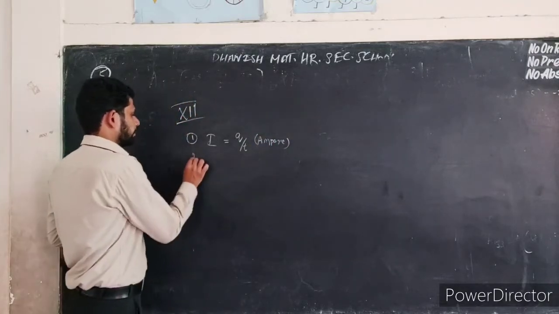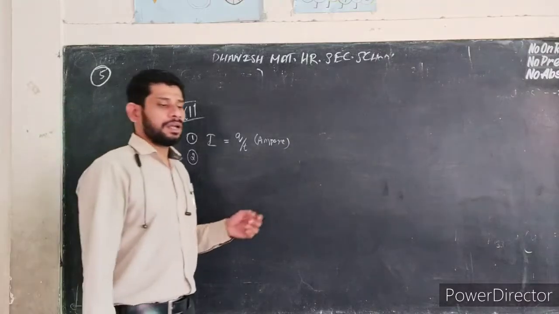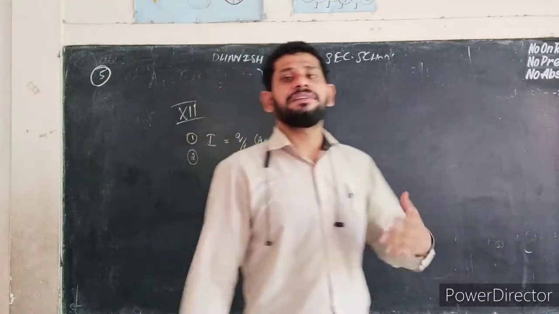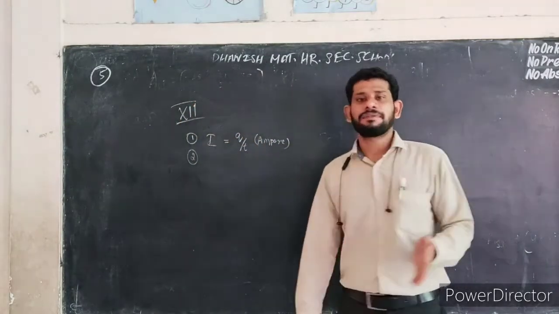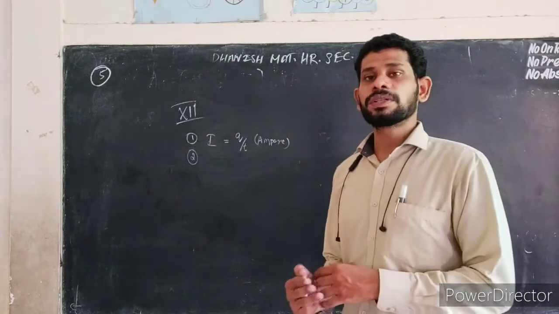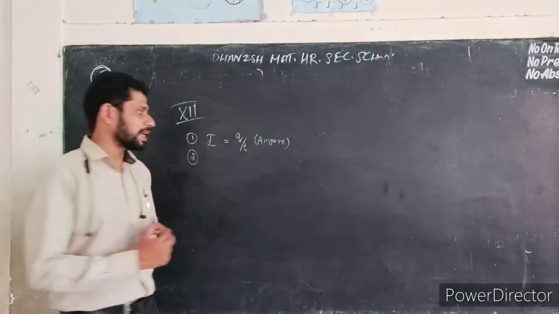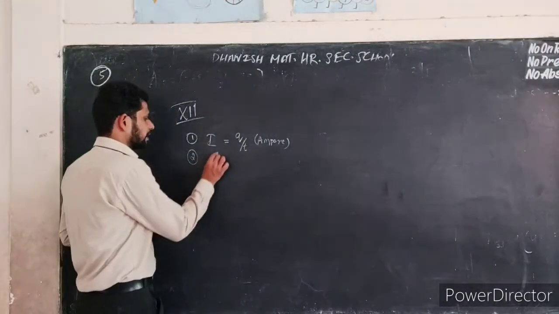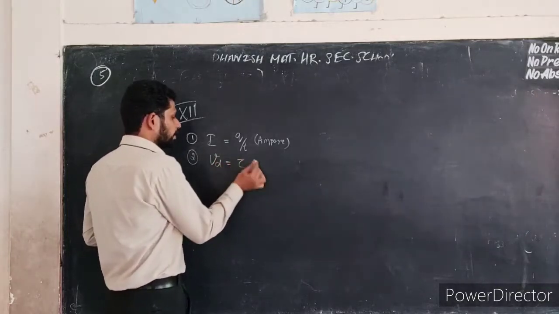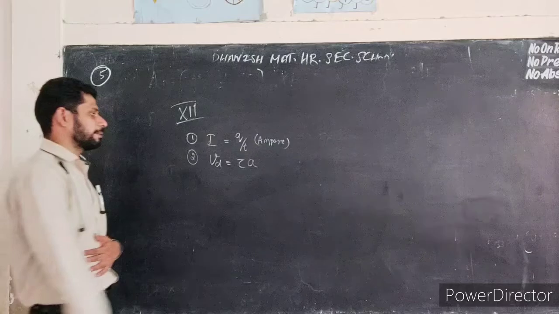Second, what is meant by drift velocity? The drift velocity is nothing but the average velocity with which some free electrons drift towards the positive terminal of the conductor. That average velocity we know as the drift velocity. So the drift velocity is nothing but the acceleration multiplied by the collision time.